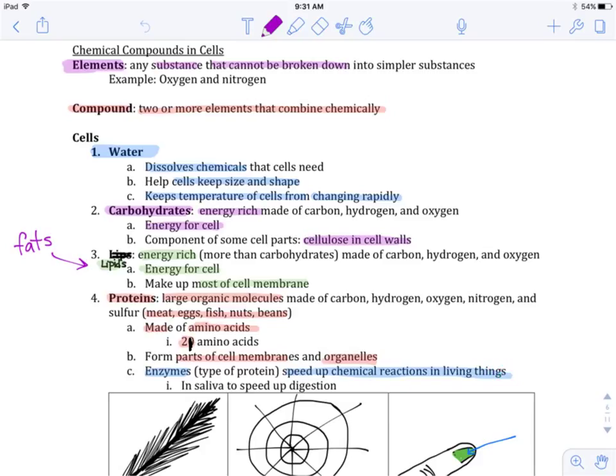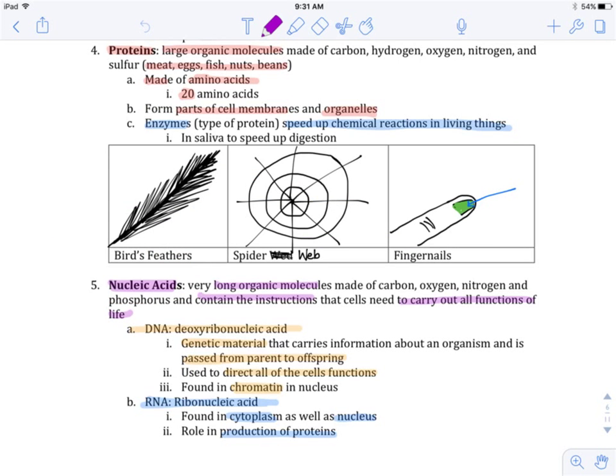So, for example, in your saliva, when you put food in your mouth, the saliva has enzymes in it that help begin the process and speed up the process of digestion so that you're able to get the nutrients from your food more quickly. Proteins are responsible for the formation of things like a bird's feathers, a spider web, and even your fingernails.